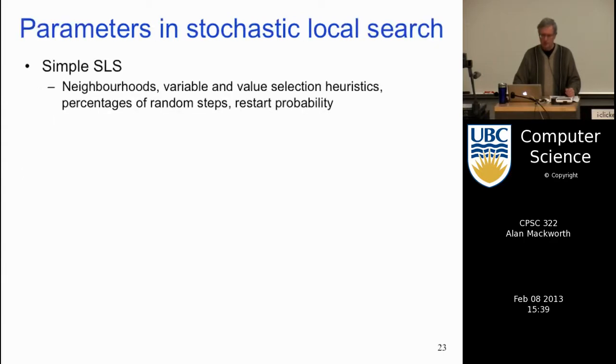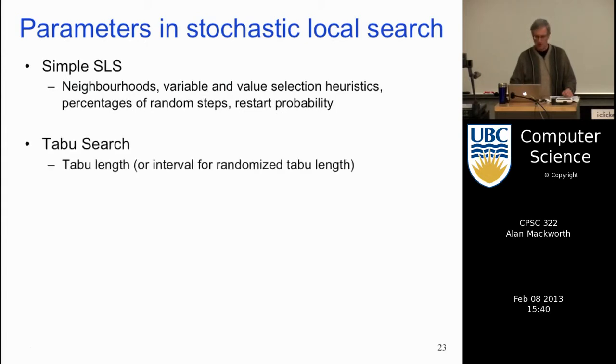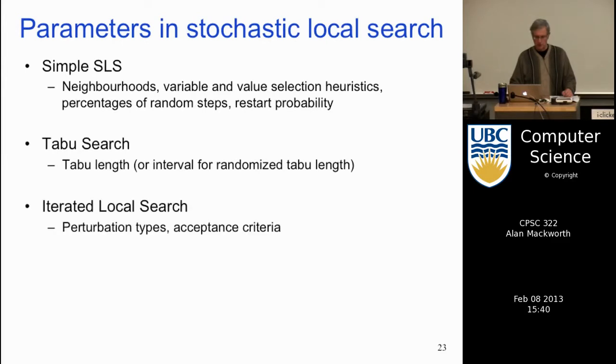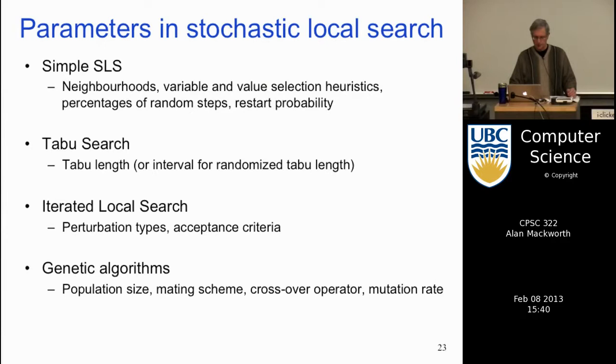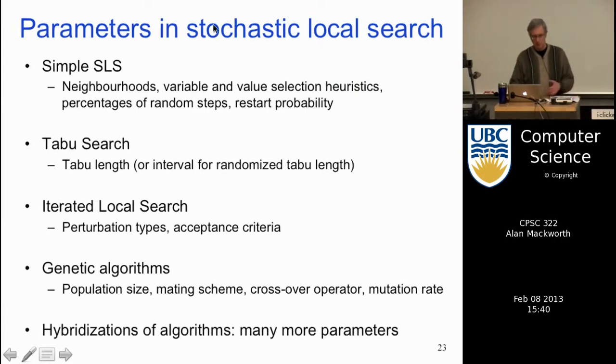One really nice application of stochastic local search is almost applying it to itself. So this is like meta search, okay? So in stochastic local search, we've got a huge number of parameters, okay? For all these algorithms, say choose this parameter k, choose this probability, choose this scaling factor, et cetera, various kind of value and variable selection heuristics, percentage of random steps, restart probability. You know, as you do assignment 2, you'll discover there's a lot of parameters you have to set in these algorithms. In Tabu Search, the length of the search; in iterated local search, what kind of perturbation are you going to do, what kind of acceptance criteria will you accept a perturbation. In the genetic algorithms, what's the population size, the mating scheme, the crossover operator, the mutation rate. And then you can hybridize all these algorithms, have pairs of them working together. Gives you even more parameters.